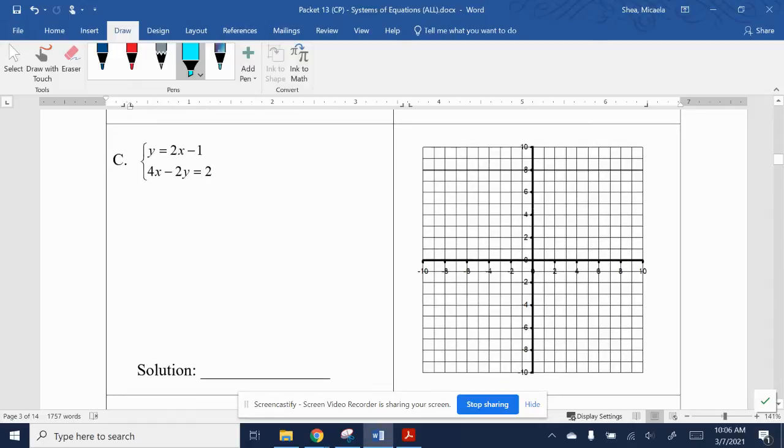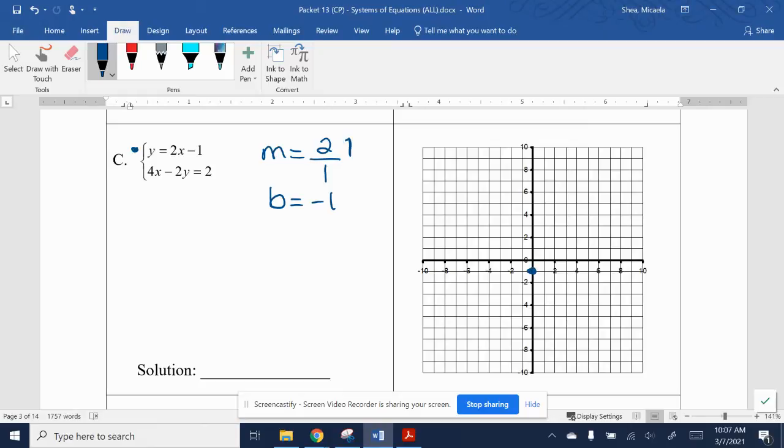Our second example that I wanted to show you, the top equation, y equals 2x minus 1, is pretty straightforward. We can graph knowing our slope is 2. I'm going to make it a fraction by going 2 over 1. And our y-intercept is negative 1. So I'm going to start at negative 1. And that slope tells me to go up 2 and over 1. I'm going to create a number of points just so that I can make a pretty straight line.